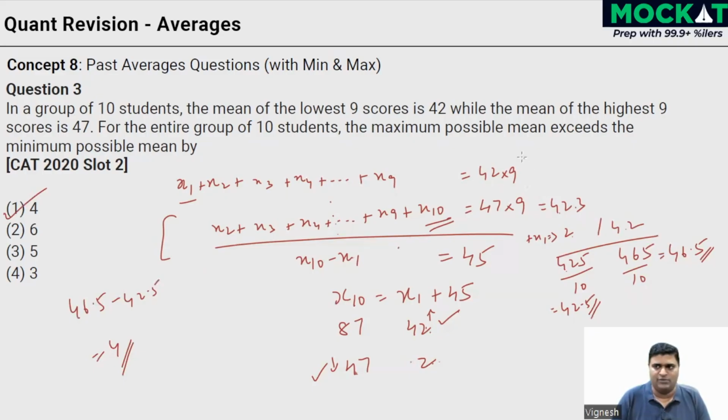The same can be done with 42 into 9 as well. There we need to add the x10 value of 87 or 47. Try that on your own, and you'll once again get 42.5 and 46.5.